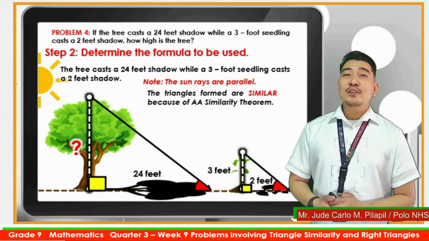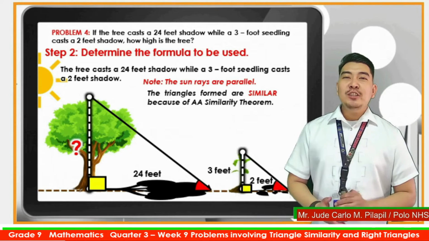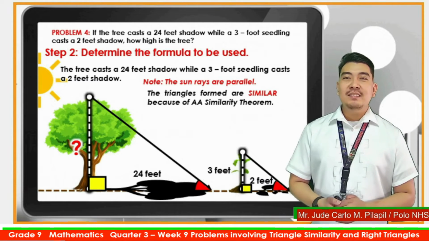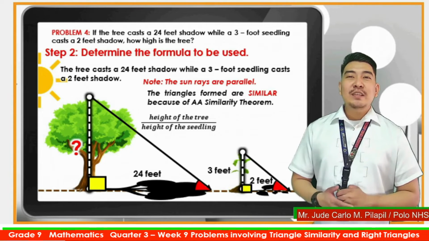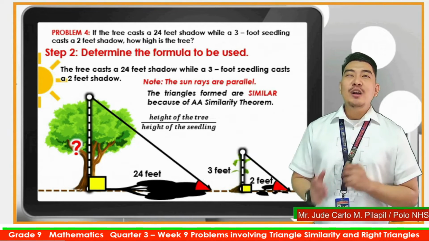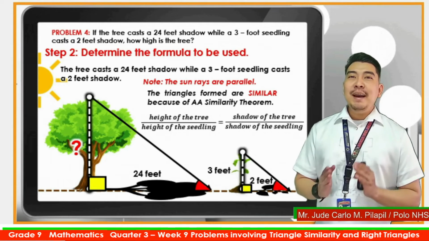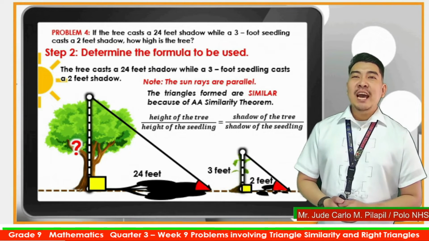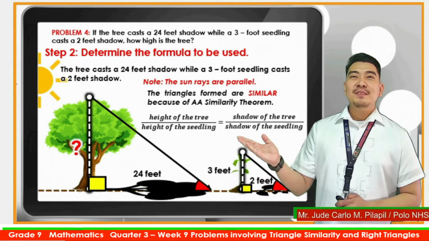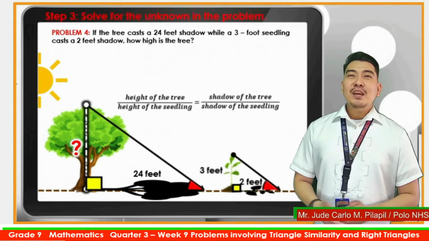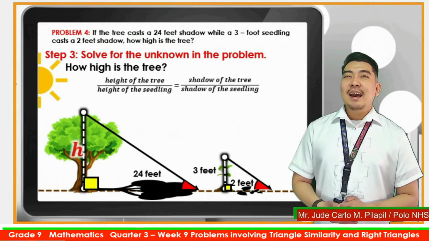Since the two triangles are similar, we can make a proportion out of the ratios of their corresponding sides. The ratio of the height of the tree and the height of the seedling equals the ratio of the length of the shadow made by the tree and the length of the shadow made by the seedling. So this is the proportion. To continue, to know how high is the tree, we represent its height by h.